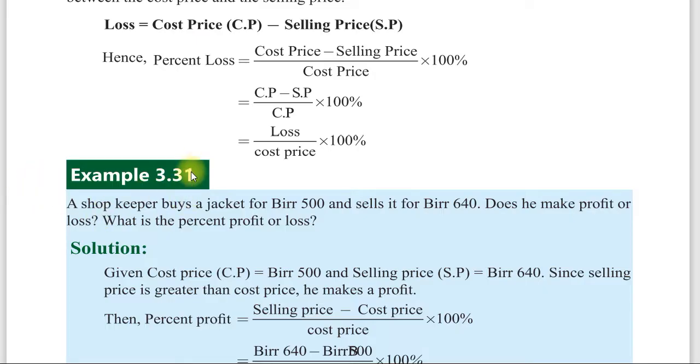Example 3.31. A shopkeeper buys a jacket for $500 and sells it for $640. Does he make a profit or loss? What is the percent profit or loss?